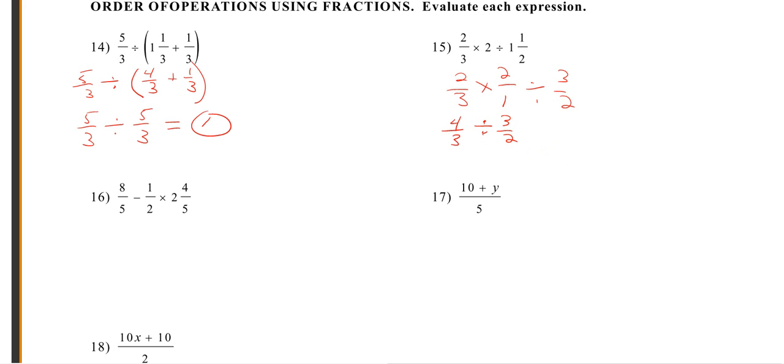Now when I divide fractions, what I'm actually going to do is change it to multiplication right here, and take the reciprocal of the second number. And I explained earlier in the year why we do that. So now numerators multiplied is 4 times 2 is 8. Denominators multiplied, 3 times 3 is 9. So I would have 8/9.